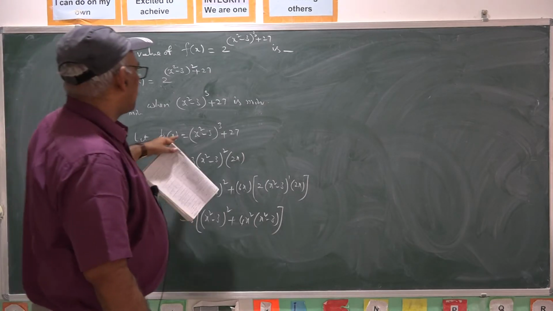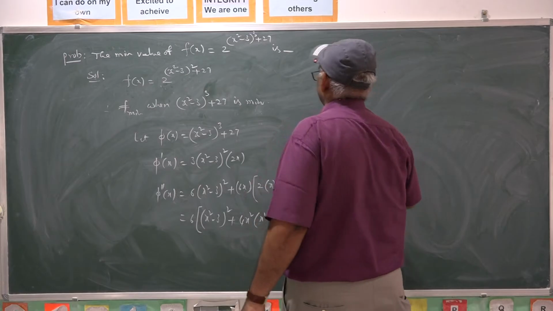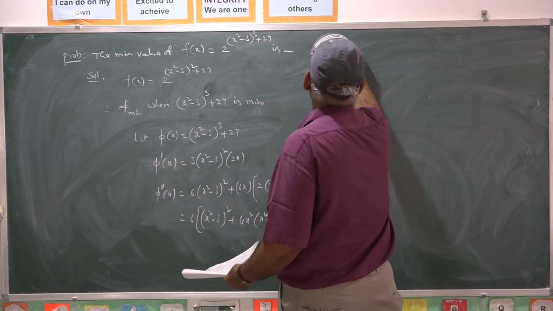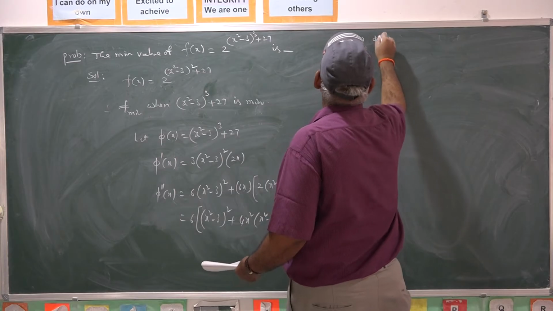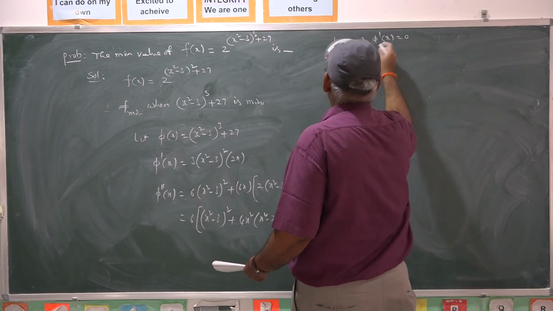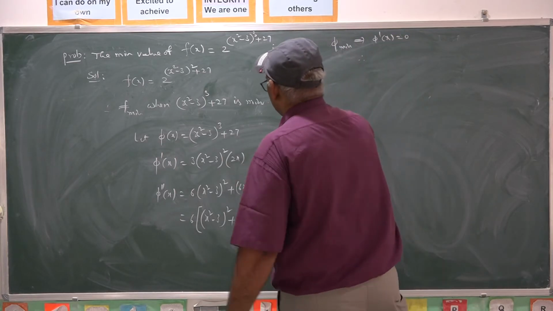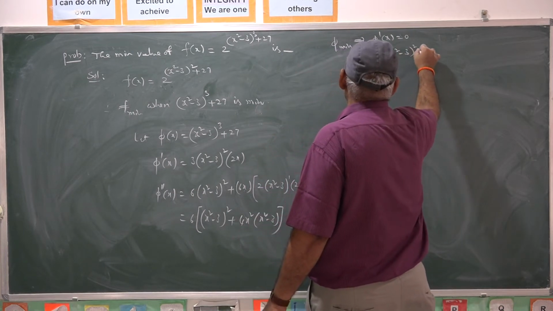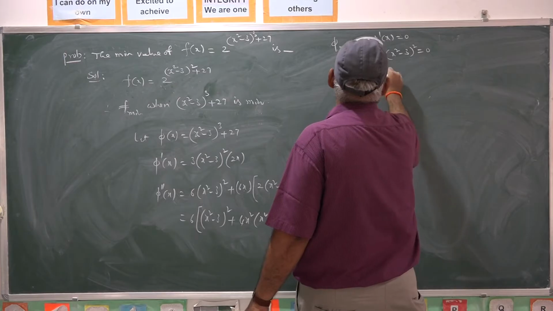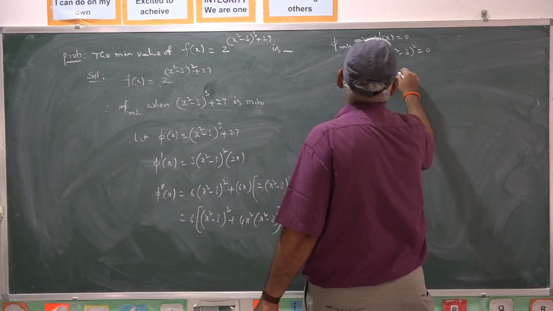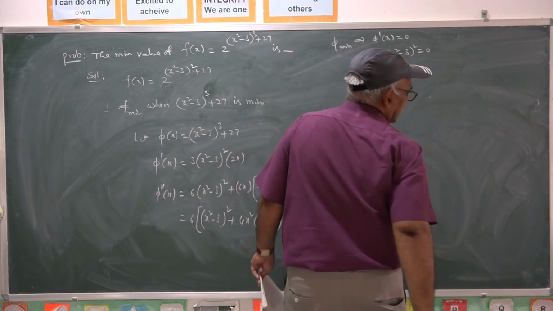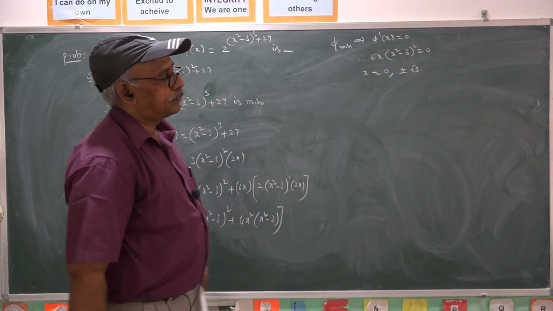Now, to minimize or maximize the function, the first derivative is 0. Phi minimum implies phi dash x is 0. Therefore, phi dash x is 0 means 6x into (x square minus 3) whole square is 0. Here x takes the value 0 or plus or minus root 3. From this factor 0, from this factor x takes the value plus or minus root 3.